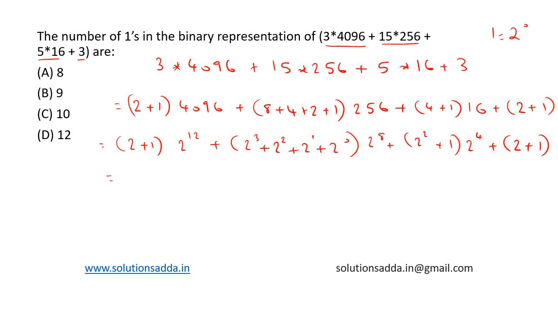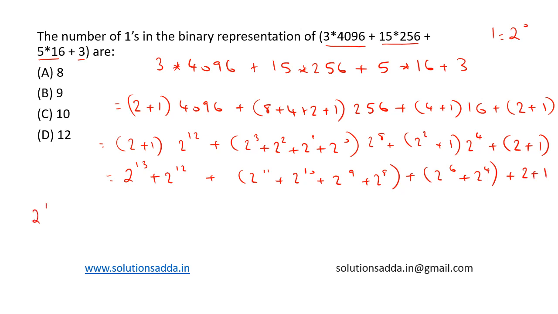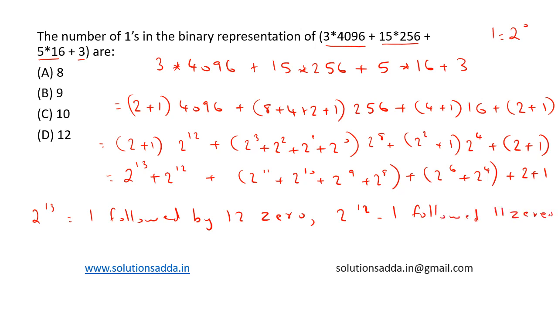which is equal to, opening the brackets and multiplying, we'll get 2 to the power 13 plus 2 to the power 12 plus 2 to the power 11 plus 2 to the power 10 plus 2 to the power 9 plus 2 to the power 8 plus 2 to the power 6 plus 2 to the power 4 plus 2 plus 1. We know that 2 to the power 13 is 1 followed by 12 zeros. Also 2 to the power 12 is 1 followed by 11 zeros. This pattern follows on.